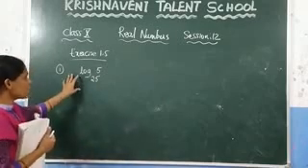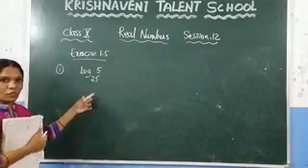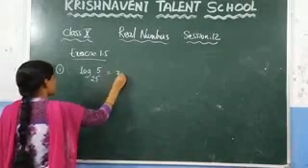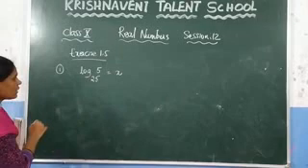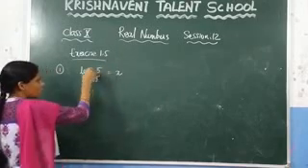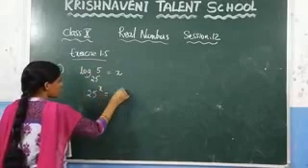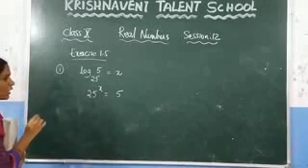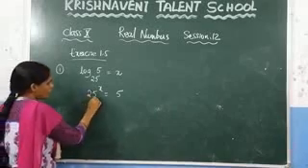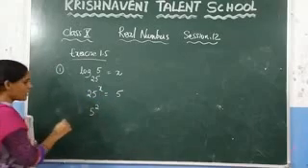Since we don't know the value of this one, let us consider this value as x, because we have to convert this one into the exponential form. So consider this one as x. This one you can write in the exponential form as 25 to the power of x is equal to 5. Now you need to find the value of x here. So how can we write 25? You can write this one as 5 square, because 5 into 5 is 25.